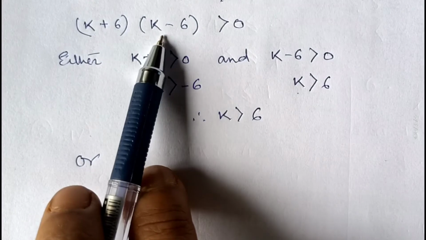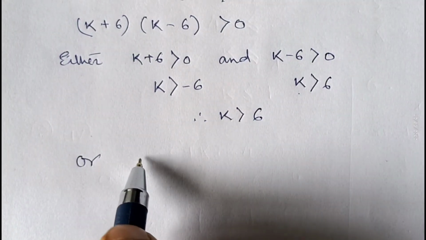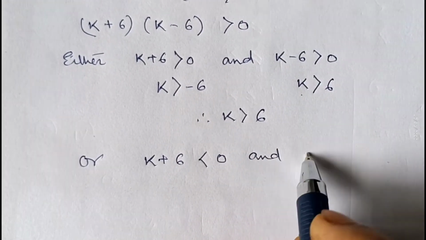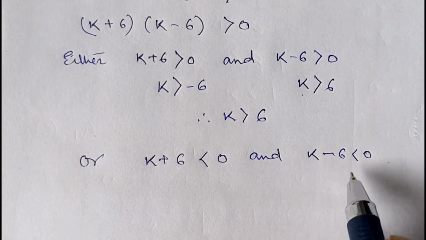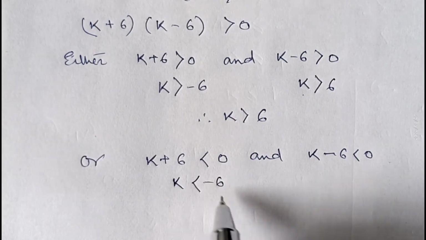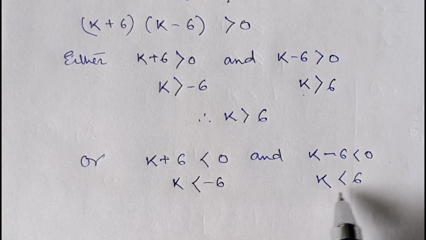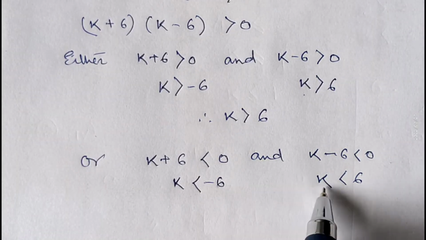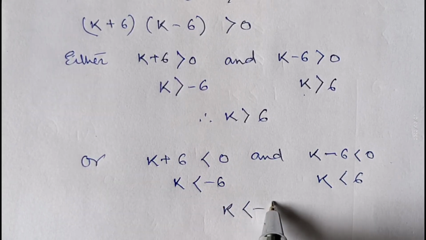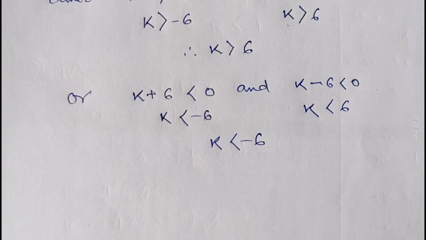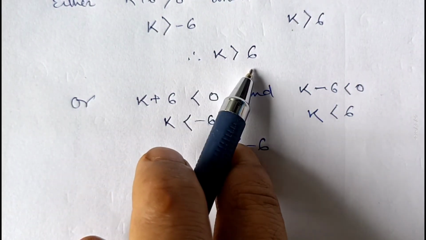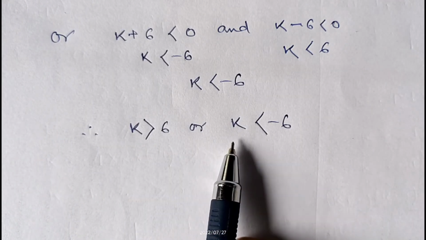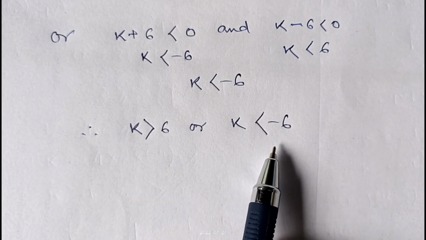Again, both of them can be negative. In that case, we have to write k plus 6 less than 0 and k minus 6 less than 0. From here, k less than minus 6 and k less than 6. Since k is less than minus 6, definitely it will be less than 6. From these two, I can write k less than minus 6. Therefore, the required value of k is either greater than 6 or less than minus 6.